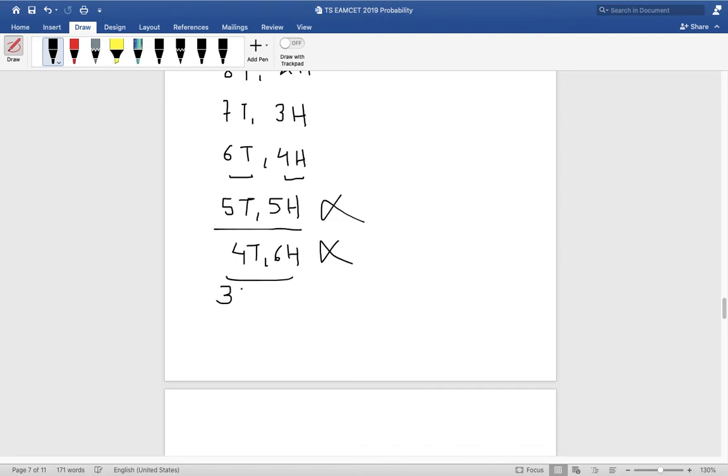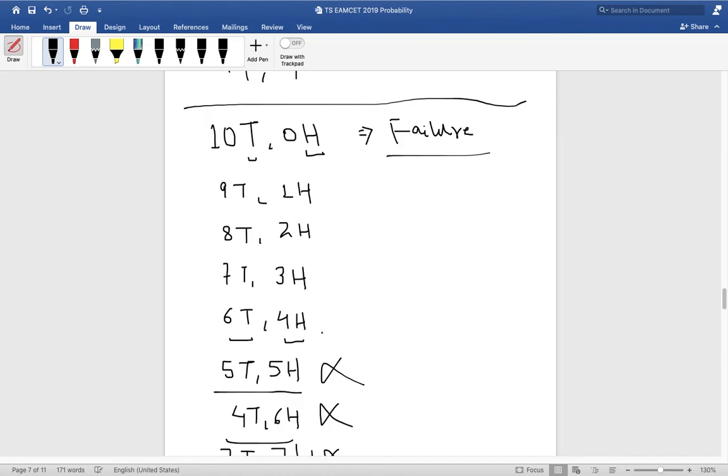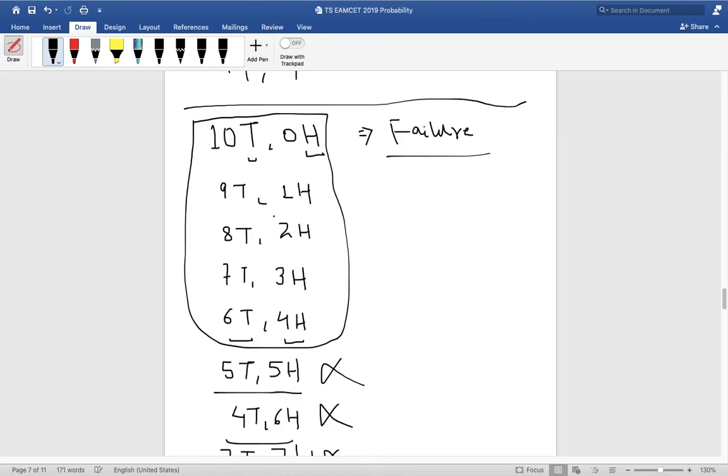Remaining are 3 tails, 7 heads. This will not be considered. 2 tails, 8 heads. Not considered. 1 tail, 9 heads. Not considered. 0 tails, 10 heads. This will also not be considered. The events that will be considered are these ones.